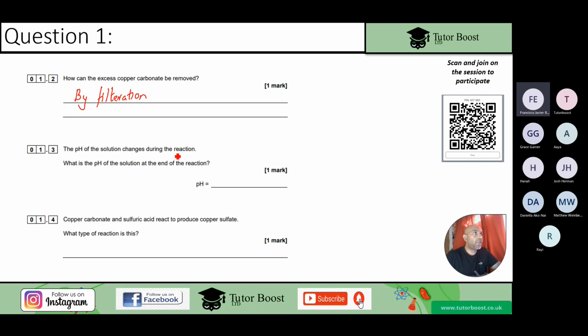The pH of the solution changes during the reaction. What is the pH of the solution at the end of the reaction? So at the start, you had sulfuric acid and you are adding the copper carbonate. I have been writing it as CuO. I'm sorry, CuCO3. That's copper carbonate. Now, this is acidic. So at the end of the reaction, it should be a pH of 7 because all the acid should be neutralized. So what is the type of reaction? It is neutralization.